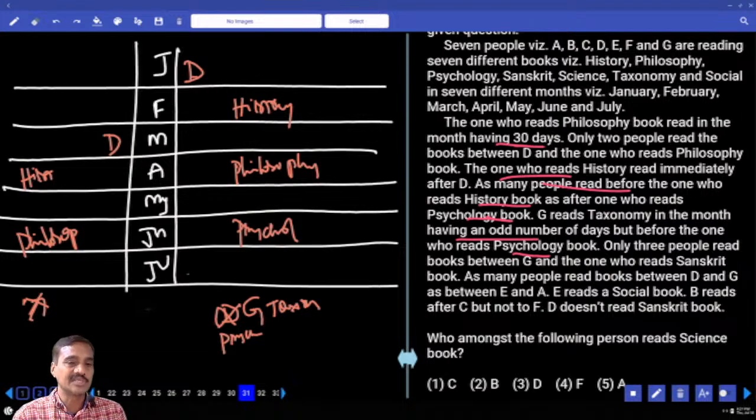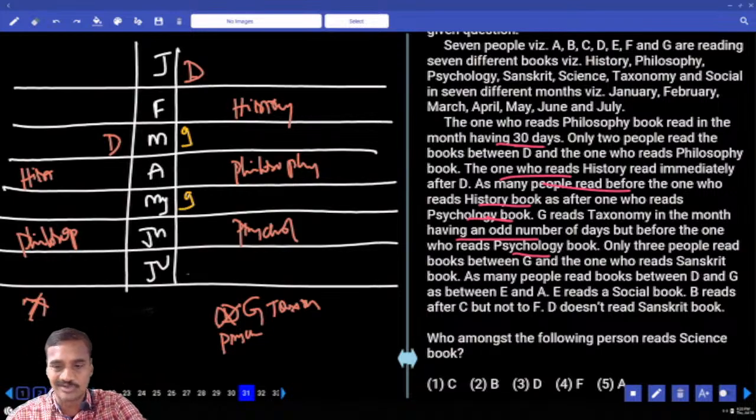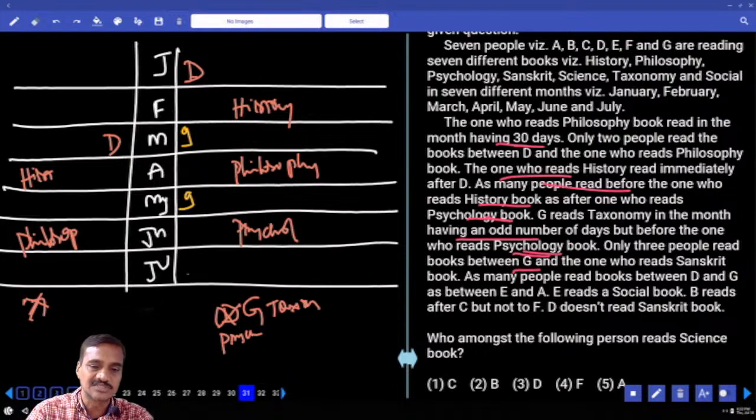Now odd number of days: May, March, Feb. What to say about Feb? Now Feb is already history. Feb is not history, hence we have only 2 possibilities. And this G can be either in the month of March or in the month of May. 2 possibilities. Then next one, before the one psychology. And only 3 people between G and Sanskrit. Now between G and Sanskrit, there must be exactly 3. If G is here, then 1, 2, 3, D will be Sanskrit. Now 2 possibilities were there.